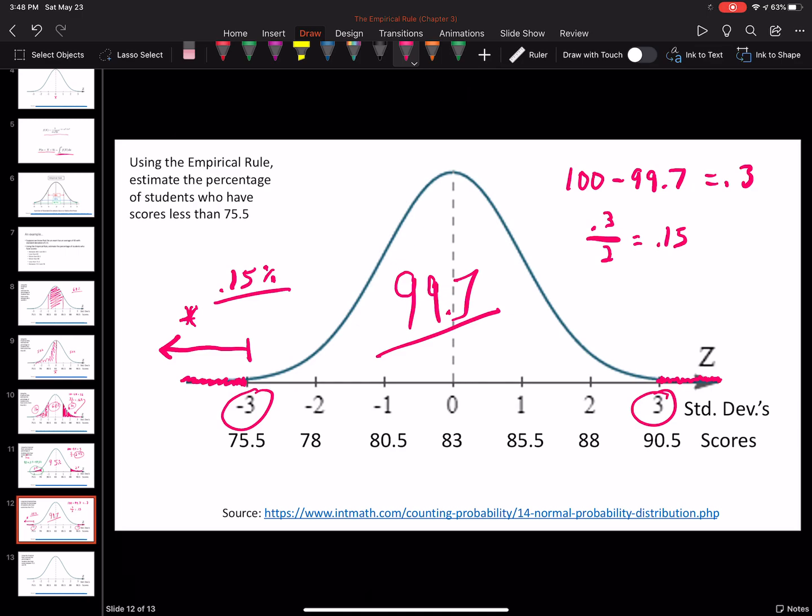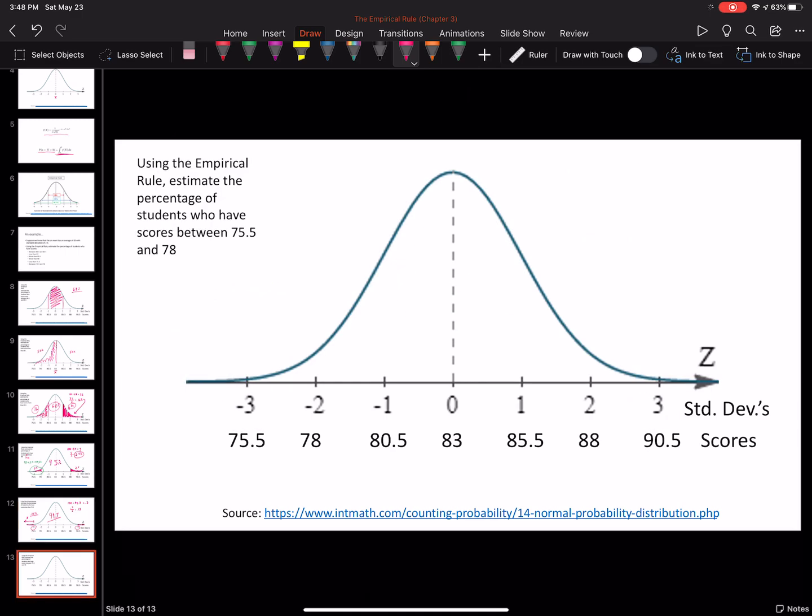Okay, and the final example here, we want to use the empirical rule, and we want to estimate the percentage of students who have scores between 75.5 and 78. Interesting, so we are talking about this little piece. So how do we handle this one? Like I said before, that also means that we've got a mirrored image piece over here as well, right? 2 of them. And again, this is the one that I'm interested in. So how do we handle this?